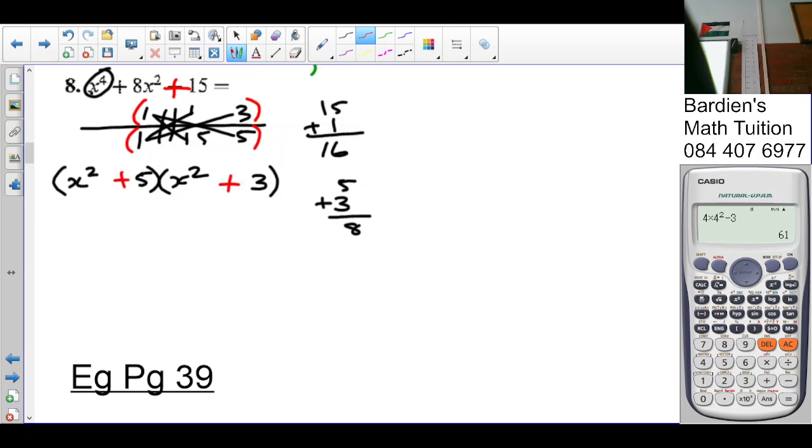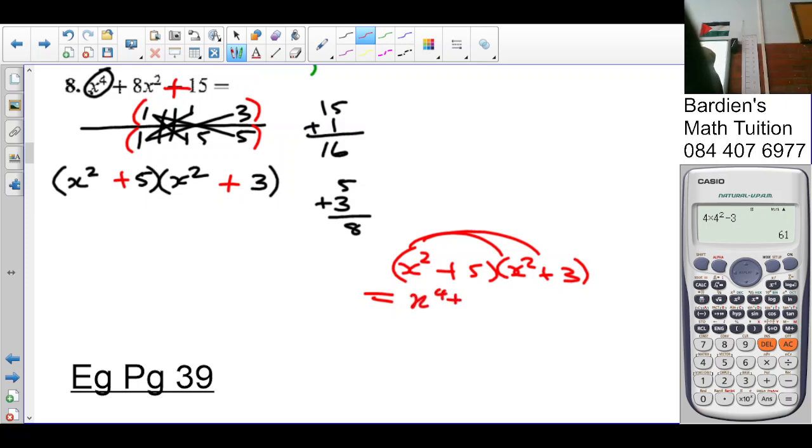This is correct. Okay, we can test now by multiplying it out. So x squared plus 5, x squared plus 3. So let's multiply. x squared times x squared, x to the exponent 4. x squared times 3, 3x squared. 5 times x squared, 5 times 3. Can you see? So you will have x to the 4, 3x squared plus 5x squared is 8x squared plus 15.